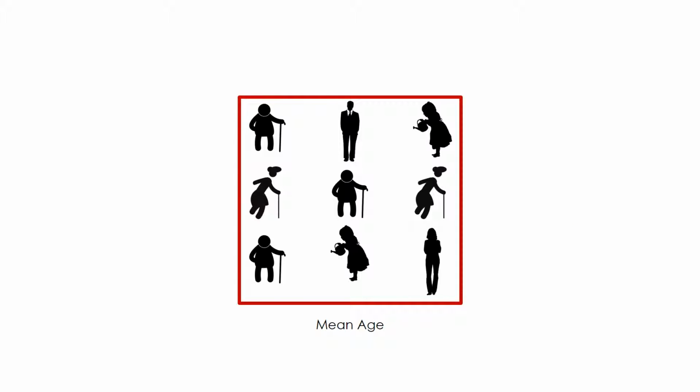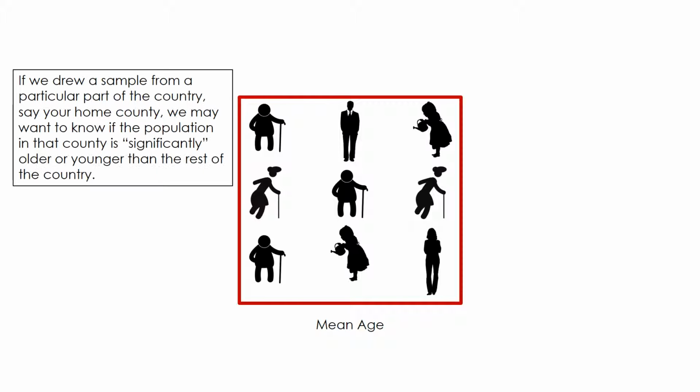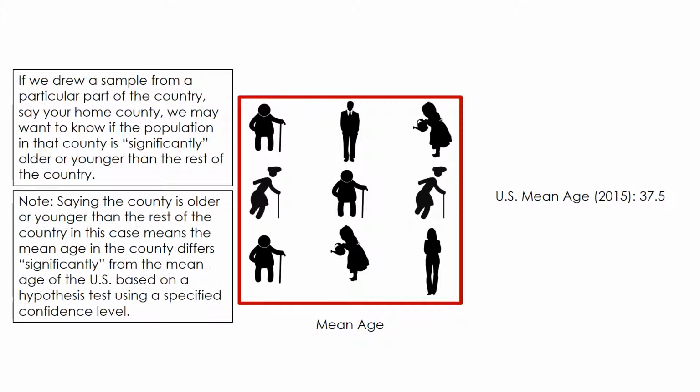Focusing in on mean age, we can make a simple comparison to the population and begin to understand our sample. If we drew a sample from a particular part of the country, say your home county, we may want to know if the population in that county is significantly older or younger than the rest of the country. The U.S. mean age for 2015 was estimated at 37.5 years. Does our county sample differ significantly from that estimate? No. Saying the county is older or younger than the rest of the country in this case means the mean age in the county differs significantly from the mean age of the U.S. based on a hypothesis test using a specified confidence level.